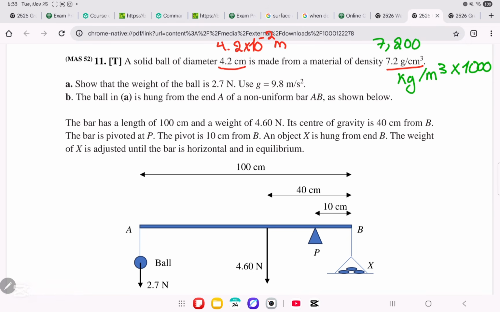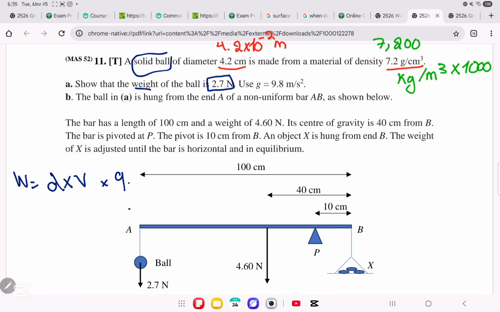Now, what do they want us to find? They want us to show that the weight of the ball is 2.7 newtons. What do we know? We know that W is equal to mg. I have g, which is 9.8. And m is equal to what? Is equal to the density times the volume. So let me find the volume of this solid ball.